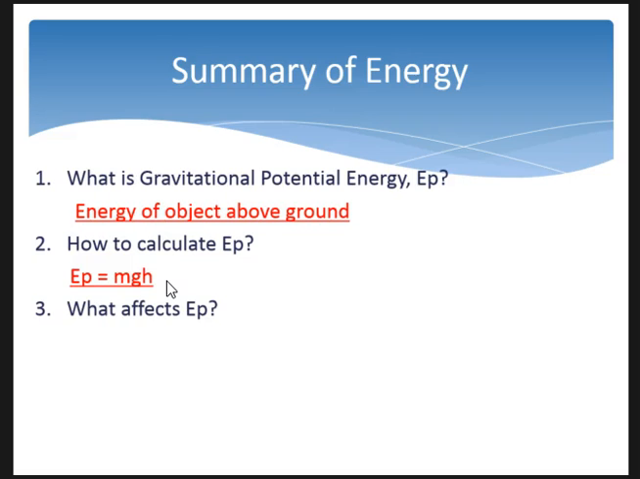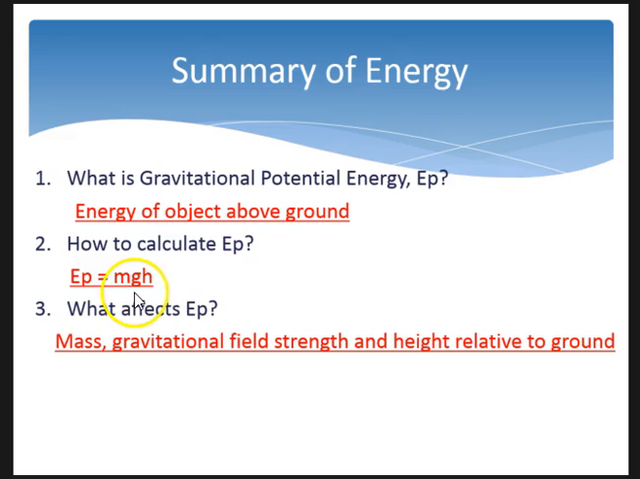And the last question is this: what affects the gravitational potential energy of an object? Well, three things. First, that would be the mass. Second would be the gravitational field strength. And last would be the height of the object above ground.